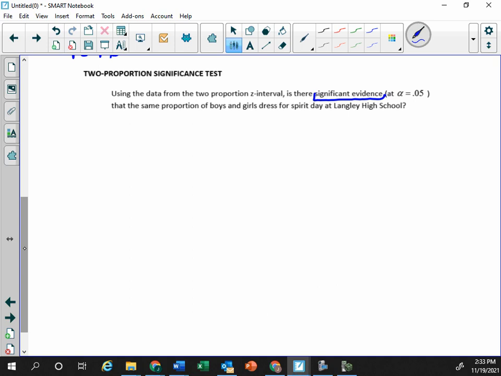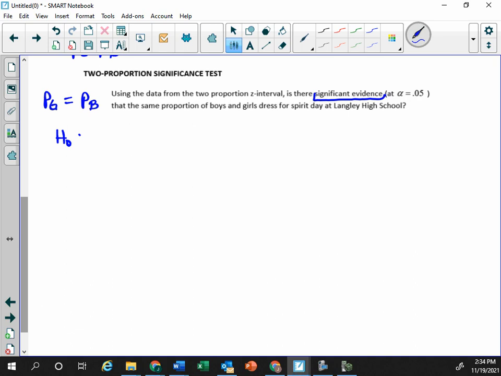No, that is the wonderful part of this problem. We do not need to redo all the conditions. It's the same data as above, so we don't have to do that, okay? We do have to figure out what they're asking us to test for and what our null and alternative hypothesis would be. They are asking us about the proportion of girls being equal to the proportion of boys that dress up.